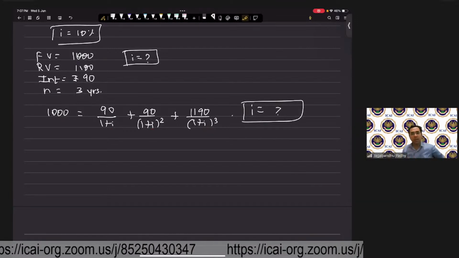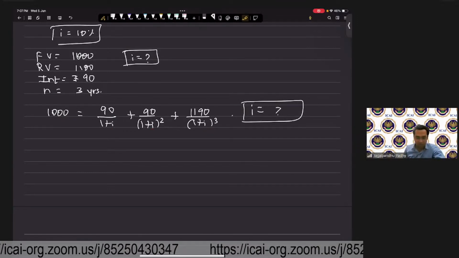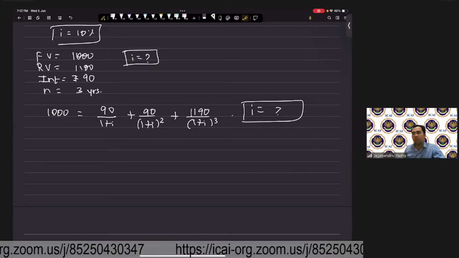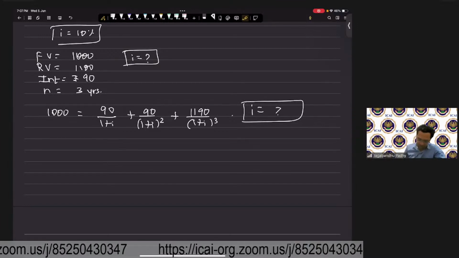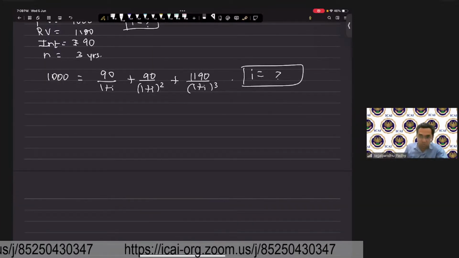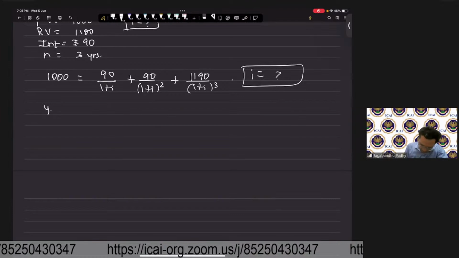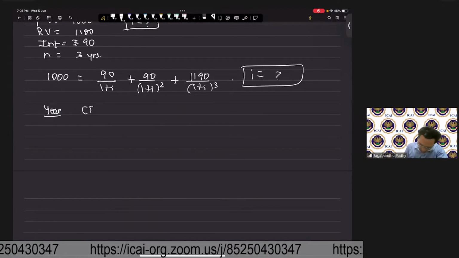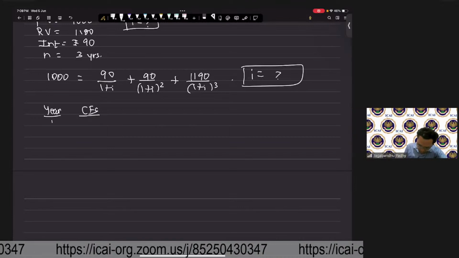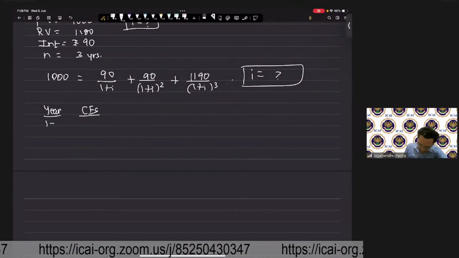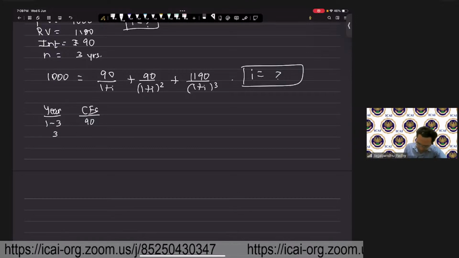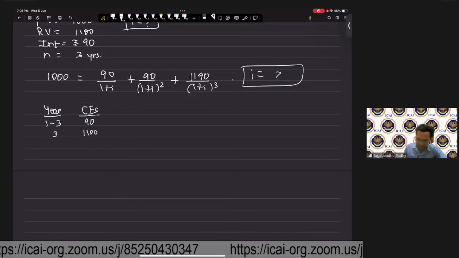Right? So how are we going to get this value of I? We are simply going to use something called the IRR method or YTM method, wherein for each of these cash flows, say year and cash flow. So from year one till three, you're going to receive 90, and also in the third year, you're going to receive 1100.